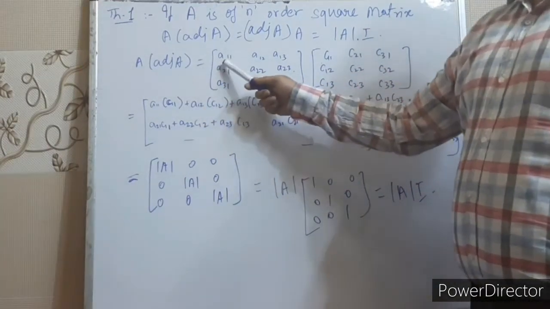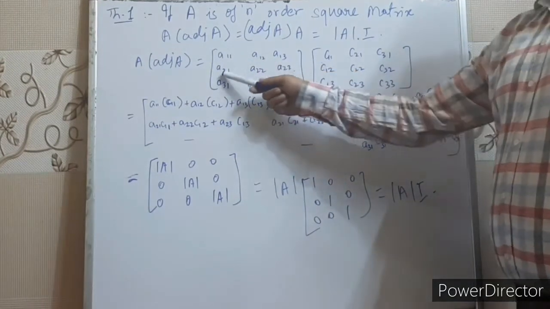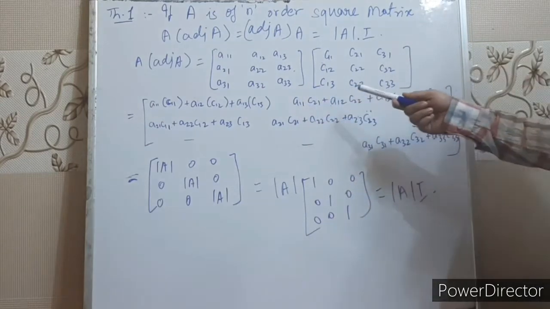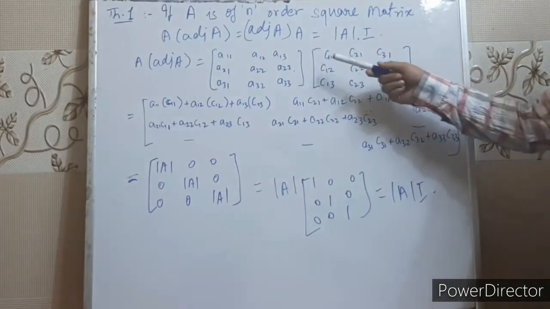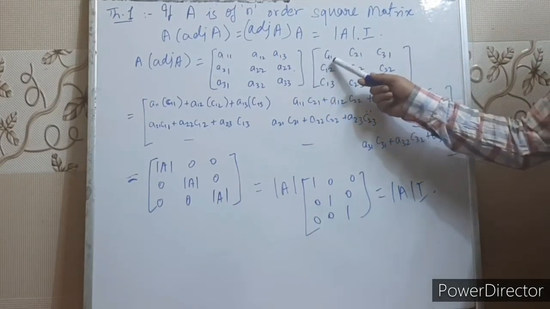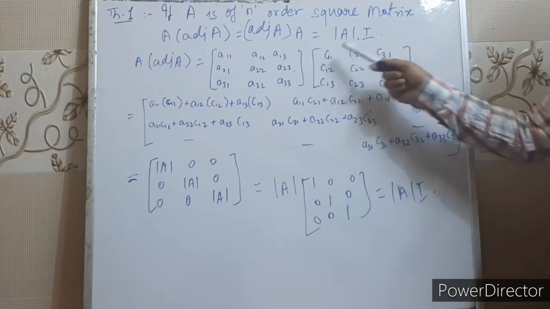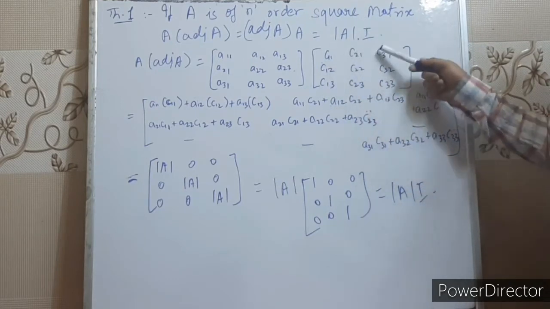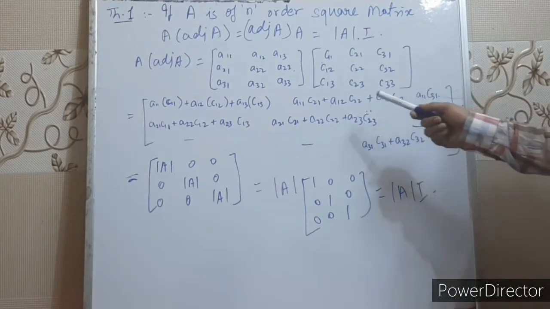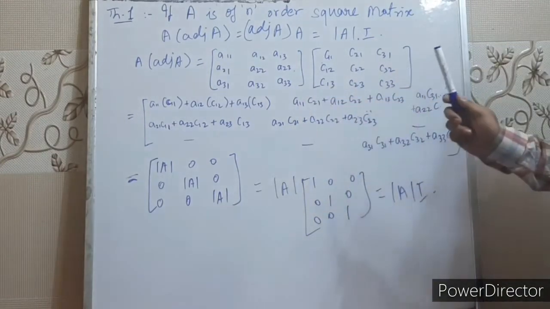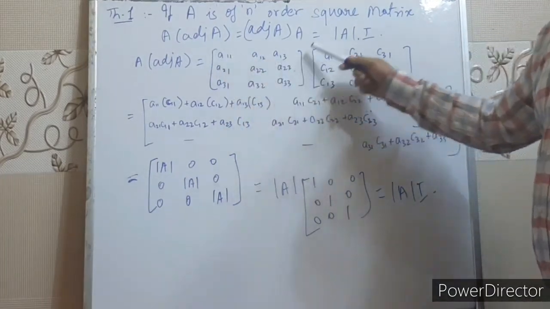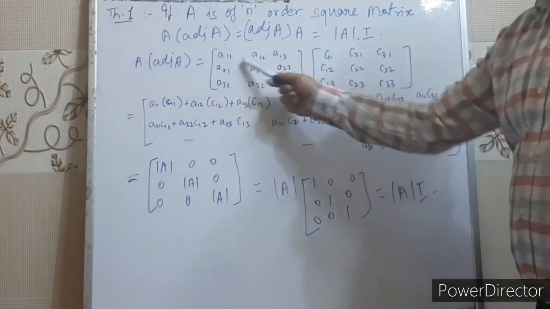Suppose a matrix is represented as A11, A12, A13, A21, A22, A23 and A31, A32, A33. So the adjoint of this matrix will be the transpose of the cofactor matrix. When we take the transpose of the cofactor matrix, it will be C11, C12, C13. The first row will become the first column, second row the second column, third row the third column. So this will be our adjoint A, right? Both are 3 by 3 order matrices, children. When we multiply, how do we multiply? First row by first column, then second row by second column, third row by third column.